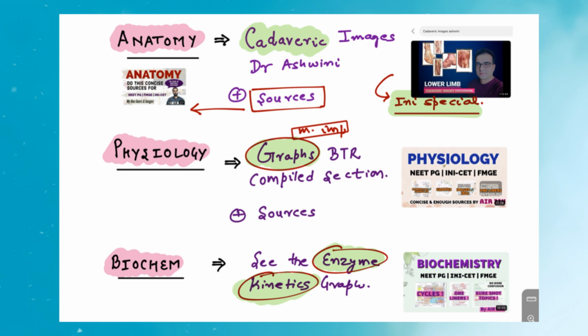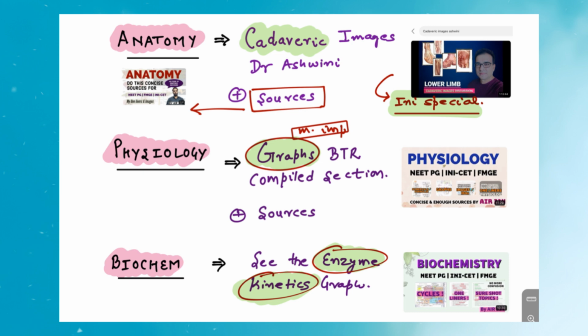Now coming to physiology, and here mainly images from graphs come, and to cover this you have to revise multiple times the graph module of BTR compiled section. Here ma'am has compiled all the graphs at a single place that are asked in entrance examination. Also, I have made a separate video for physiology to cover the basic and essential sources for the entrance examination. But for the images section, you have to cover this graph section for your entrance examination.